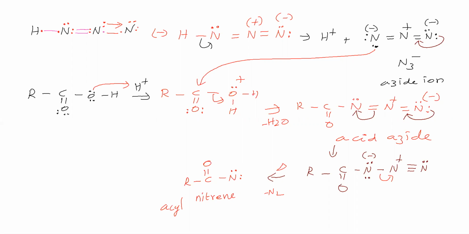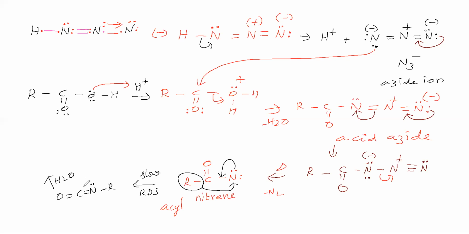In this acyl nitrene, R takes the bond pair and goes to this nitrogen. This lone pair is shifting. This step is the slow step, therefore it is the rate determining step. Here rearrangement is possible. R takes the bond and goes here. Therefore we get O double bond C, double bond N, and single bond R. We get isocyanate. This we will take for hydrolysis. On hydrolysis, what product will we get? We will see.